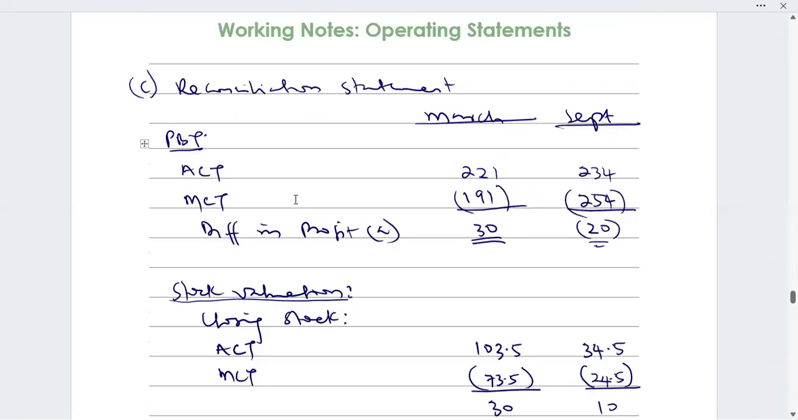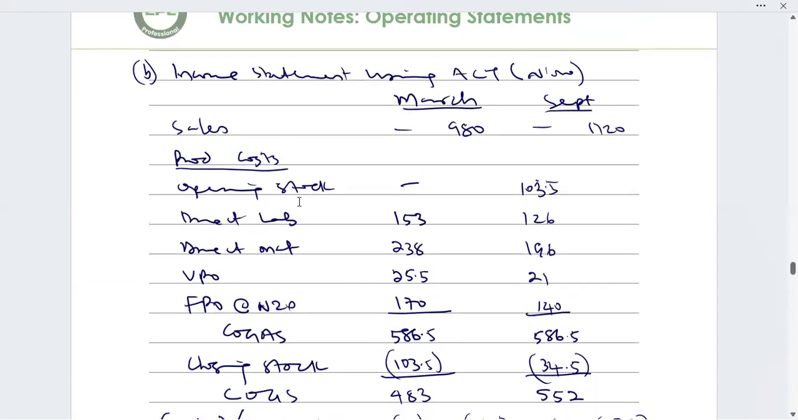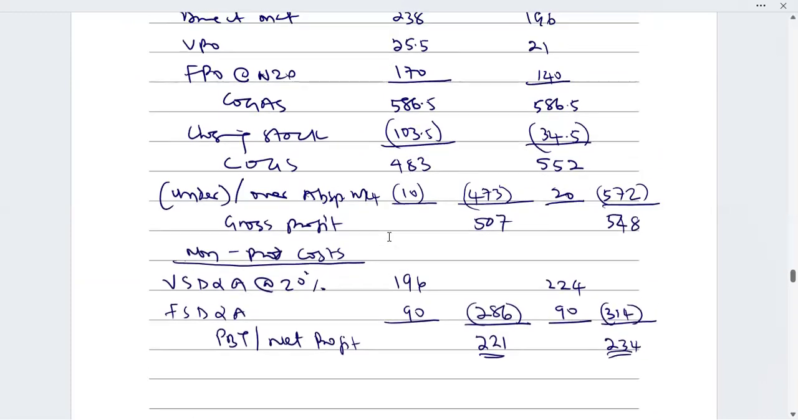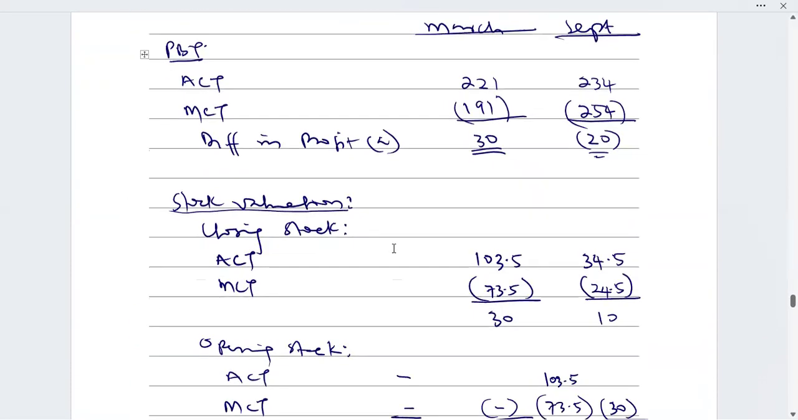When you look at the solution we have up here, you see opening stock here. What do you have there? Nil, nothing. That's why you put a dash. I'm talking about the one for September. I said, why is it negative? September is not. Why is it negative?